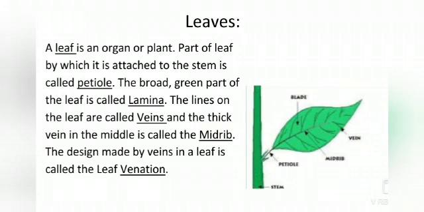The broad green part of a leaf is called the lamina. What is it called? Lamina. This is called the lamina. The lines of a leaf are called veins. These thin lines you can see. These are called veins.